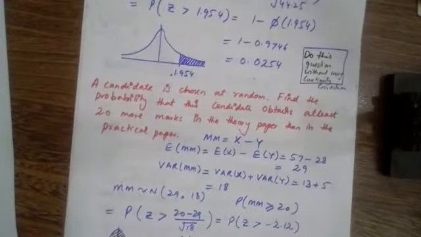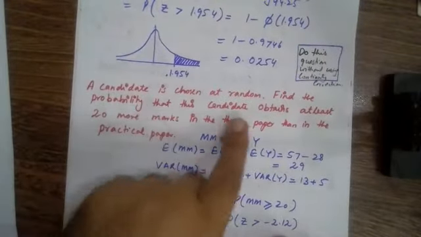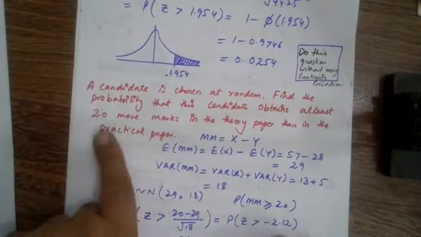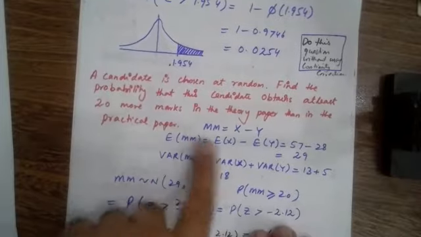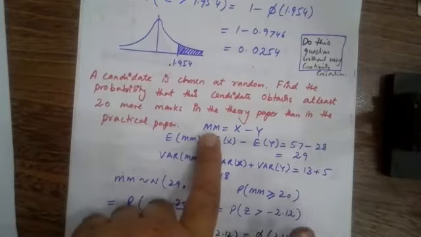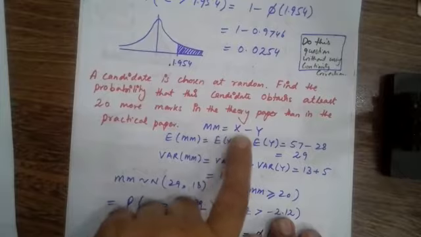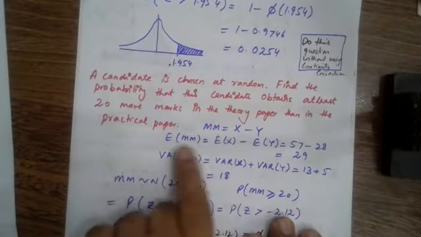Now the second part of the question says that a candidate is chosen at random. Find the probability that this candidate obtains at least 20 more marks in the theory paper than in the practical paper. Now I define another variable, more marks. I subtract the practical marks from the theory marks. X is the marks in theory and Y is the marks in practical.